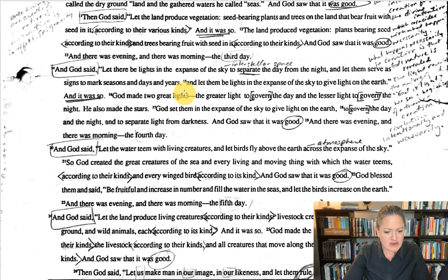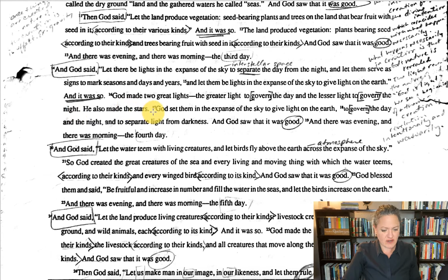God made 2 great lights, the greater light to govern the day, and the lesser light to govern the night. So this word govern is rule, like dominion, which we're going to see later. We're going to see that God governs, the light in man, as understanding governs. So light is what rules and governs. So the sun rules the day, and the moon rules the night.